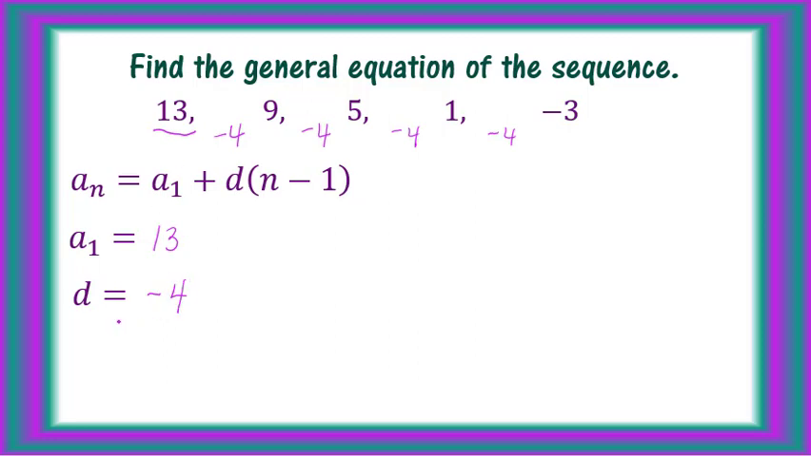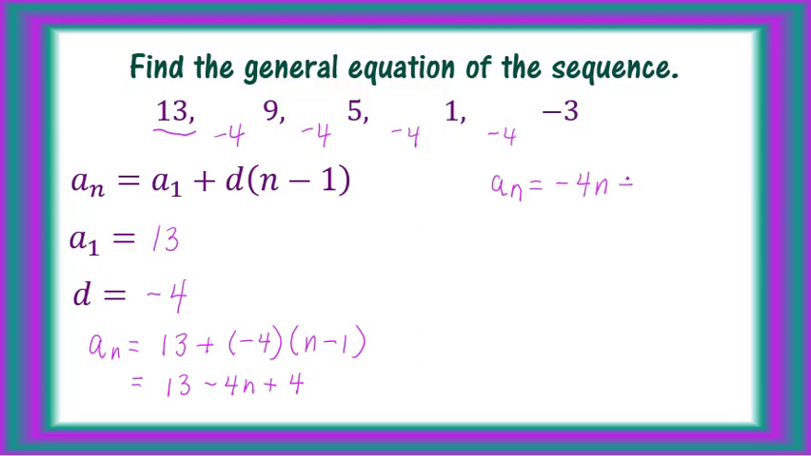From here, we're going to substitute the values into our general formula. So that gives me a sub n equals a sub 1 is 13 plus d, which is negative 4, times n minus 1. So we have 13 minus 4n. Negative 4 times negative 1 gives us a positive 4. So our general equation for this sequence is a sub n equals negative 4n plus 17.